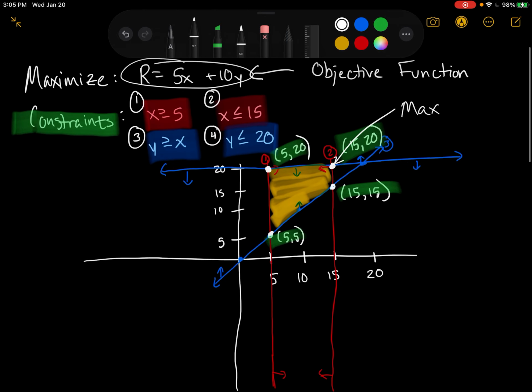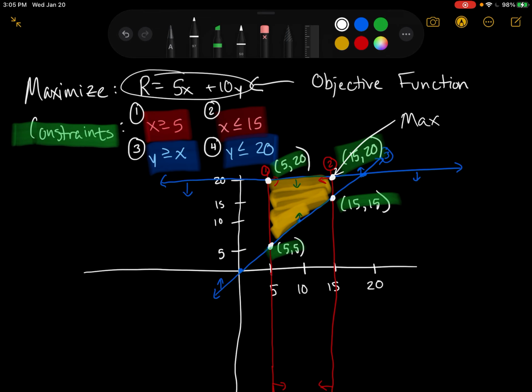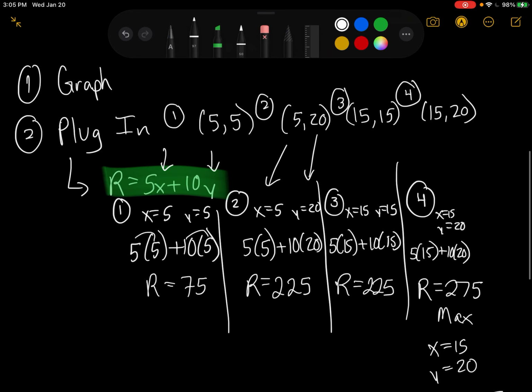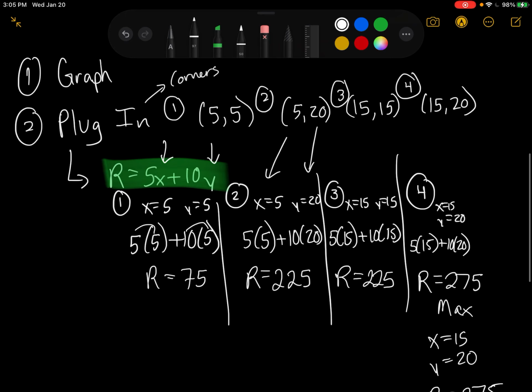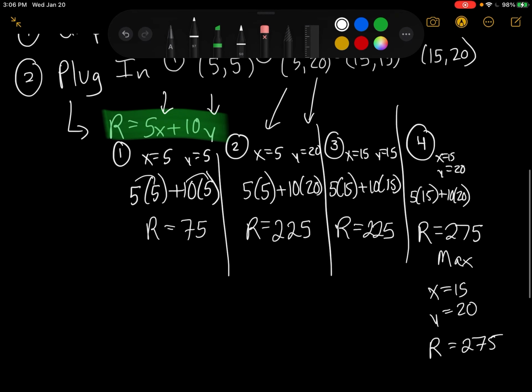So again, just to reiterate, we are taking all of our constraints and graphing them, and then we are looking for the corners. So again, plugging in the corners of our constraint region. And once we plug that in, we're looking for either our max or our minimum value, depending on what the question asks us. So in this case, again, we have that answer of r equals 275, and it happens at this 4th corner, the top right corner.